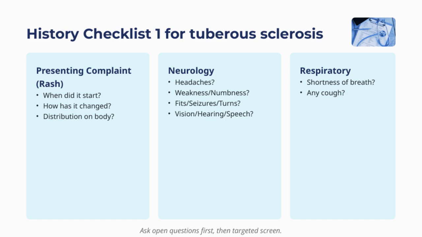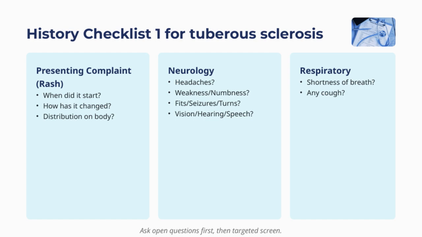Moving on to neurology, I would inquire, are you experiencing headaches? Or do you feel weakness or numbness? It's also important to ask about seizures or episodes of turns, as these can be significant. Don't forget to ask about vision, hearing, or speech problems, which can also be key clues. Now, if the presenting complaint involves a rash, we need to gather specific details. Ask, when did the rash start? And how has it changed over time? The distribution on the body is also critical. Where exactly is the rash located?